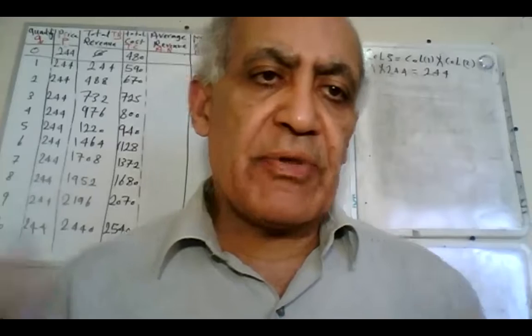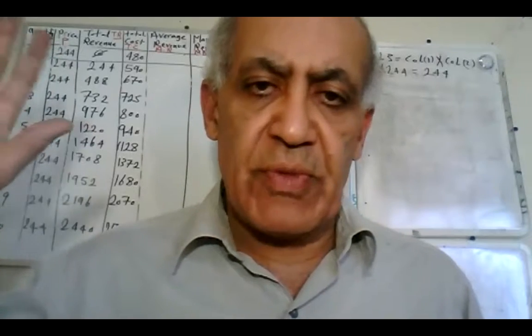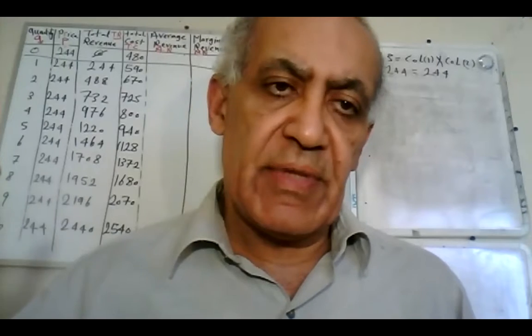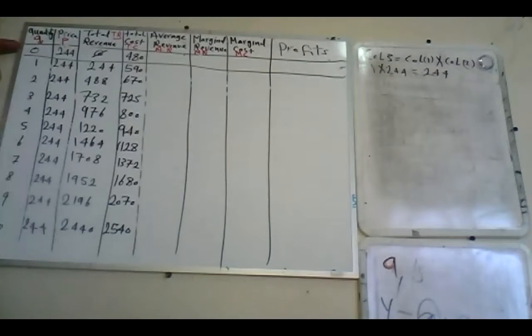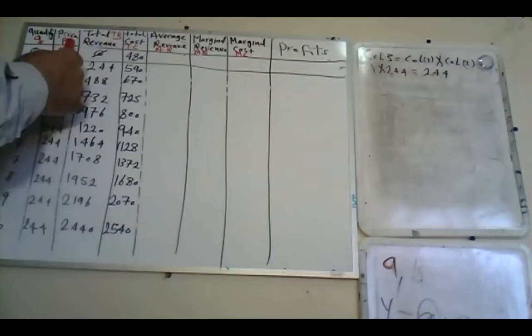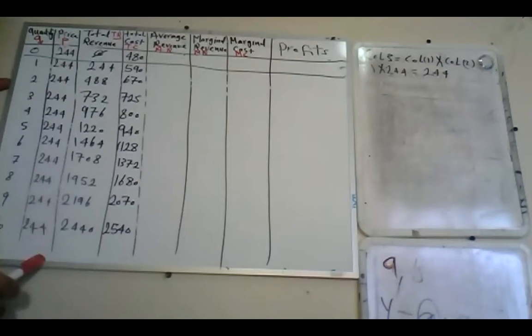We are back. Now I have put on the board the numbers which will be given in the example. As you see, this is the quantity, and this is the price. The quantity goes from 0 down to 10. The price is constant, it's 244. It never changes, it's the same.